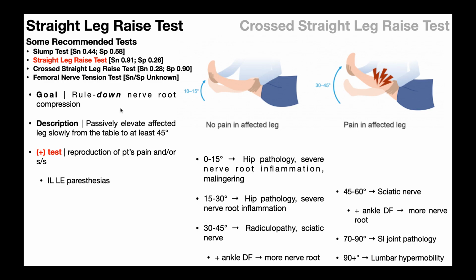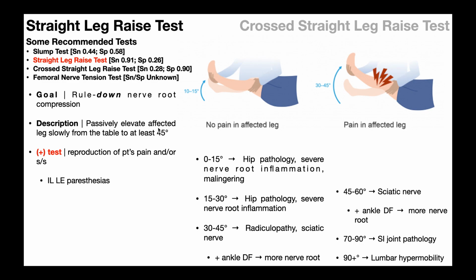So how do you perform a straight leg raise test? We'll look at a picture first and then delve into the video in the next slide. But the basic idea is the practitioner is going to passively elevate the affected leg slowly from the table to at least 45 degrees. All the movement occurs about the hip joint, and the knee is kept completely straight throughout the duration of the movement.